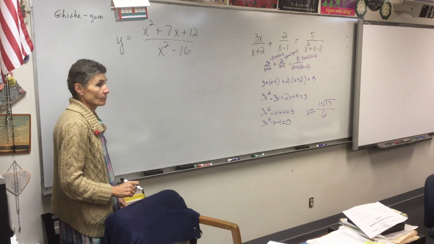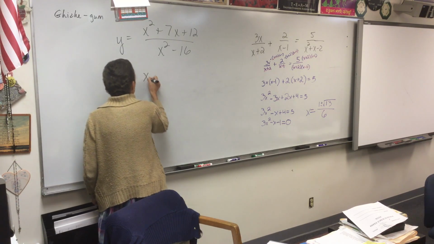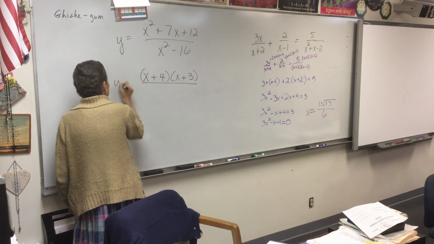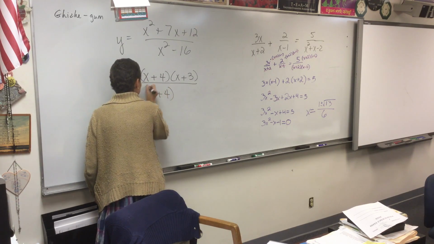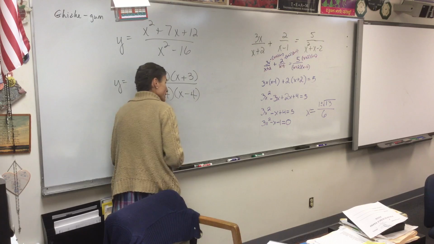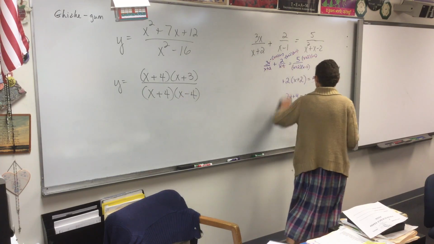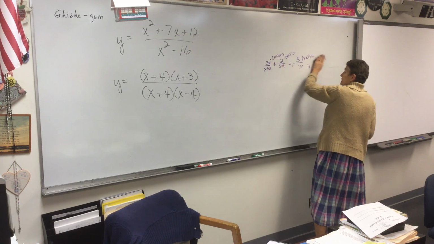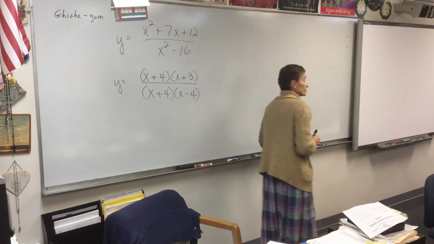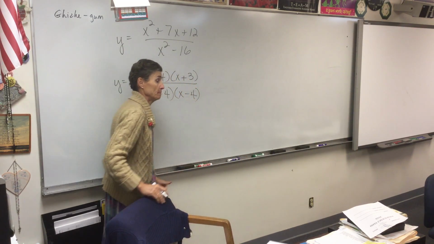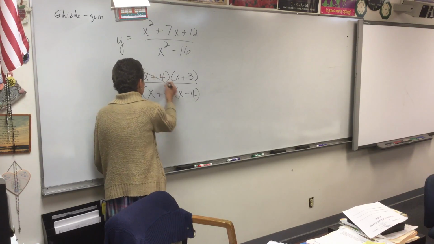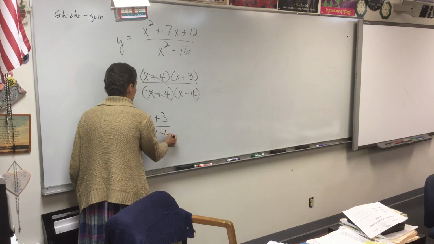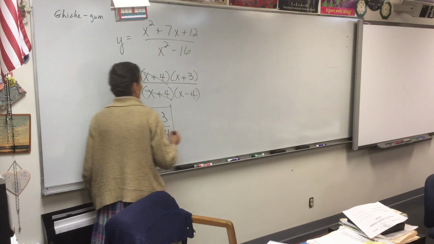Step 1, factor it all. So the top factors easily, and the bottom factors easily. So when you get your quiz paper on Thursday, the first thing you're going to do is factor anything that factors. Now what? We can cancel. That simply means that my problem is going to have a hole.